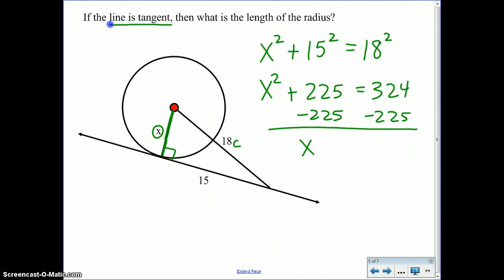We end up with x squared equals 99. And then the last thing we're going to do is take the square root, and we should get that x equals 9.9. So I just took the square root of both sides, and we got x equals 9.9.